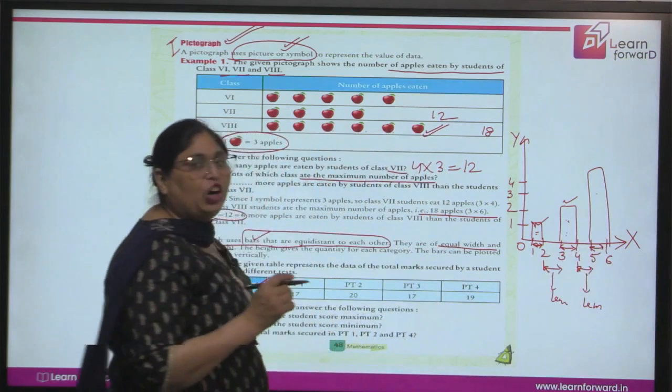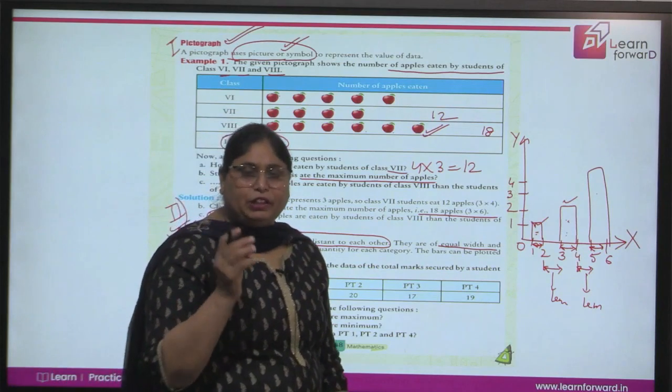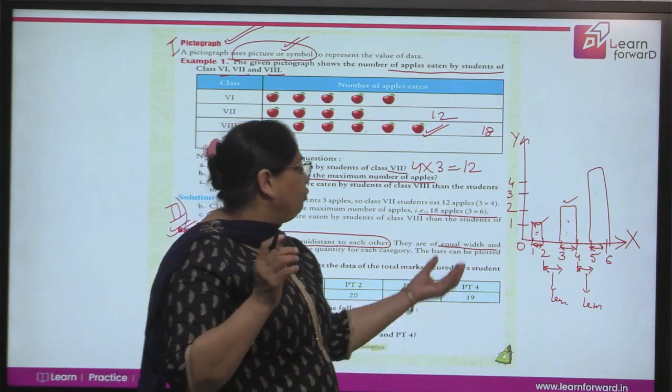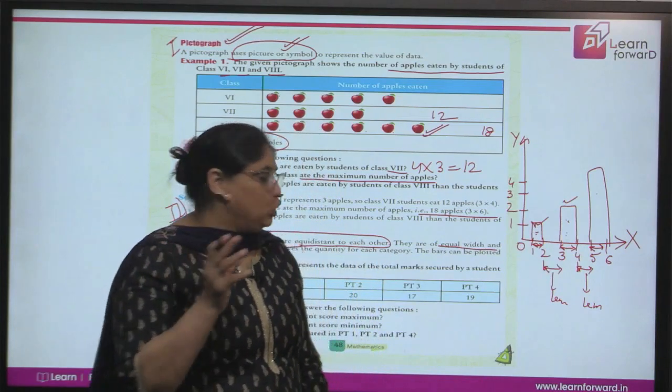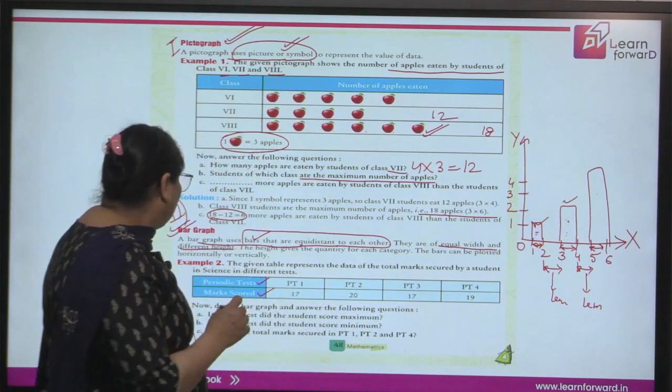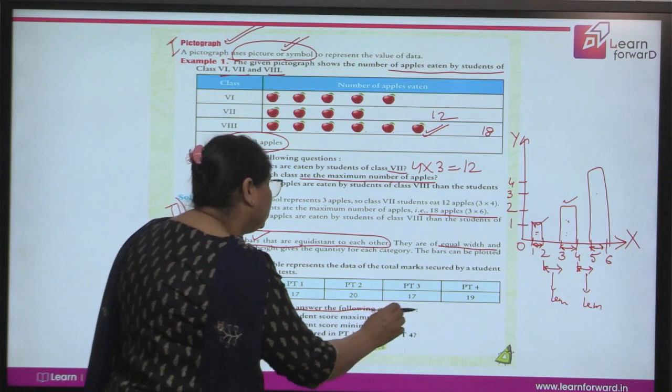This is what we call a bar graph. The height is different, but the difference between the bars is equal, and the width of each bar is also equal. Now, let us draw a bar graph and answer the following questions accordingly.